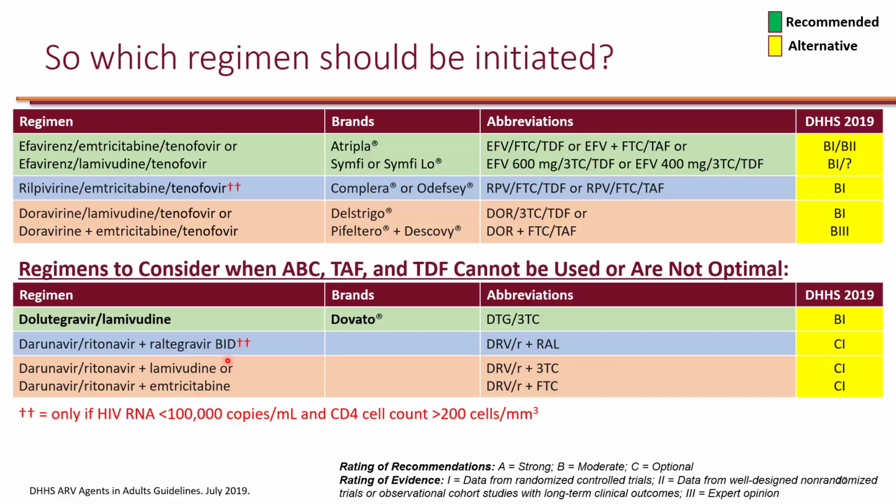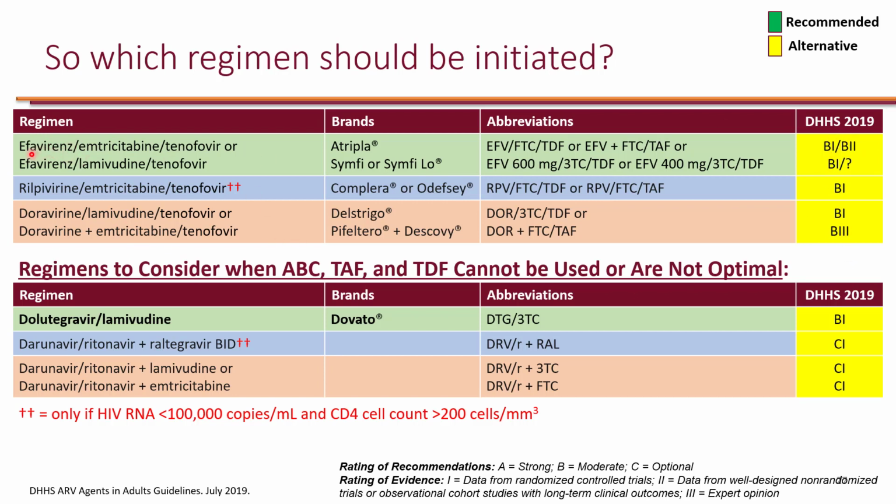Okay, and then we have non-nukes as the third agent. So the non-nukes or NNRTIs, we basically use efavirenz, rilpivirine, and doravirine. Doravirine is a pretty recent approval. It got approved last year, or actually earlier this year. So these are actually alternatives for many reasons.